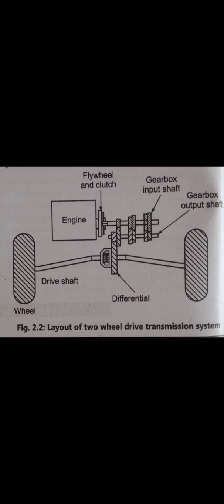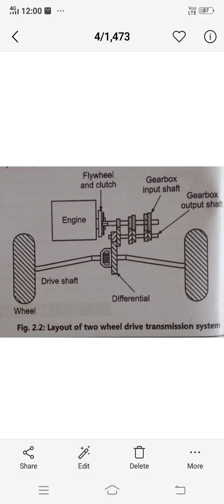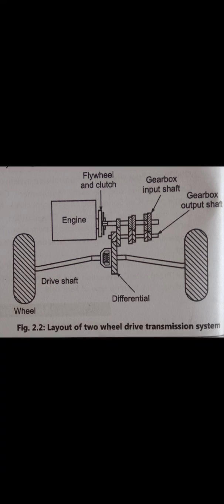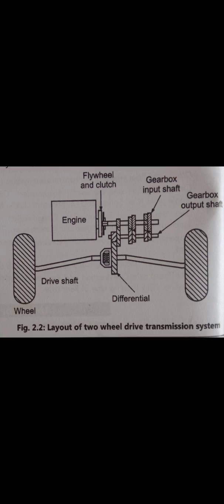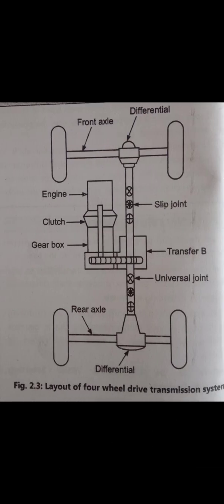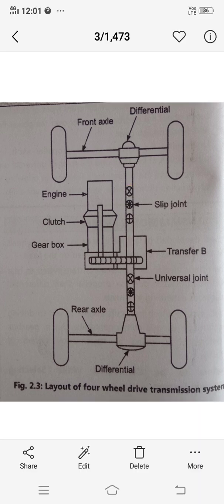The layout of two-wheel drive transmission system you can see in the diagram. That is the components: engine, flywheel, gearbox, differential. BMW and Mercedes are examples of this two-wheel drive transmission system. Now the next transmission system is four-wheel drive transmission system.